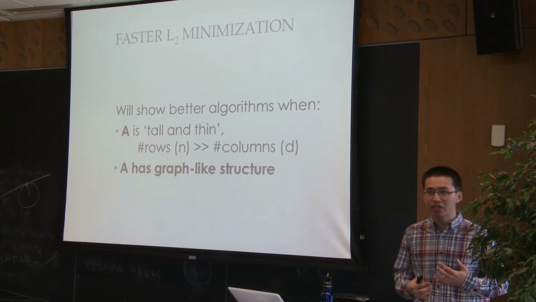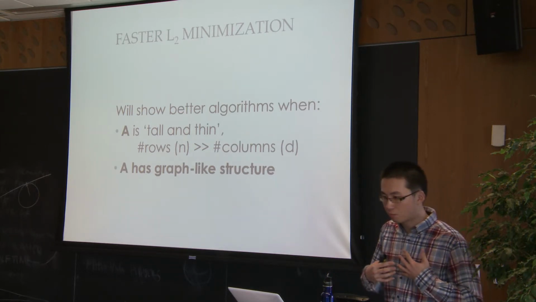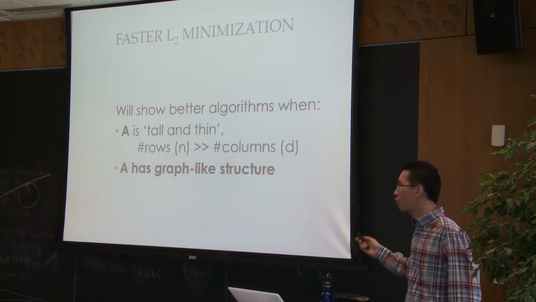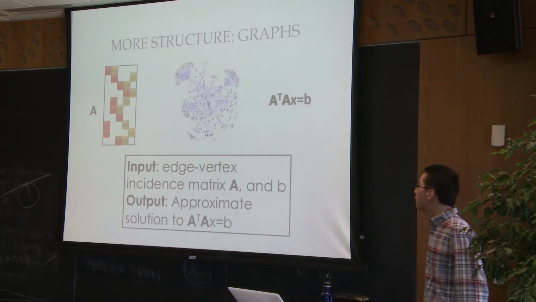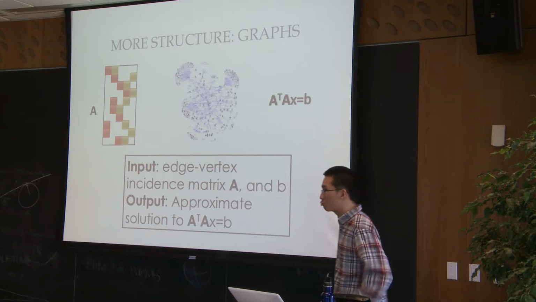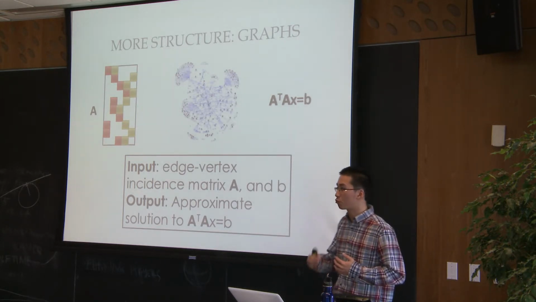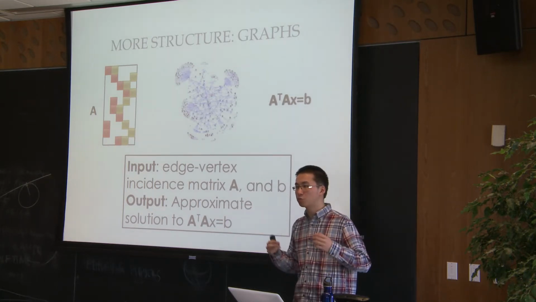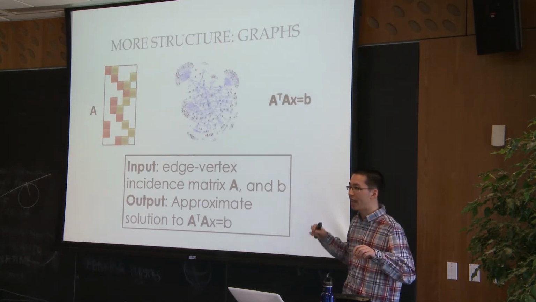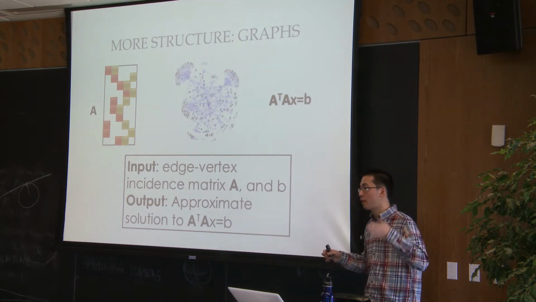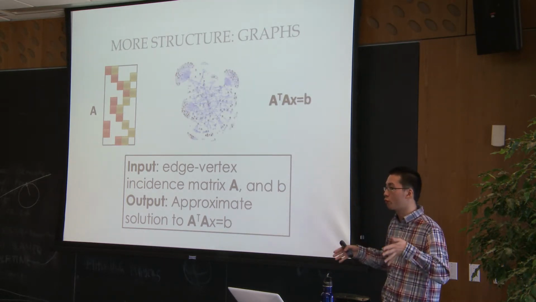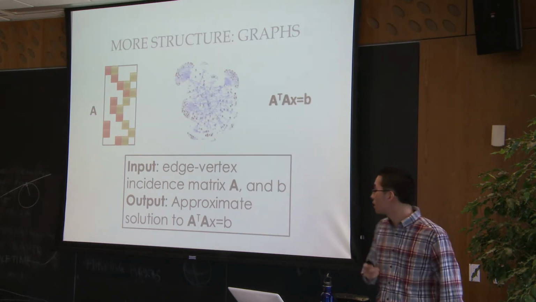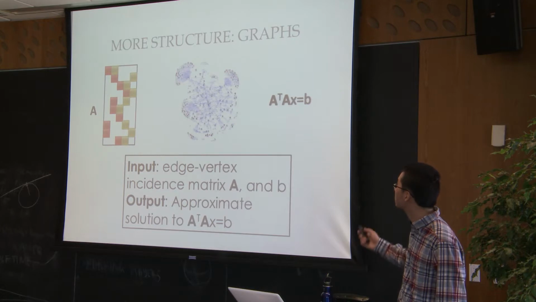And this kind of idea actually has been extended to another setting where there's a lot more structure in the matrix, which is a setting where A has graph-like structure. By graph-like structure, I mean that A is related to the edge-vertex incidence matrix of some graph. So here the idea is that each row of A corresponds to an edge in some graph. So you have a 1 and a -1 in 2 columns, corresponding to an edge between those two vertices indicated by the columns. And the goal here is trying to approximate a solution to A transpose A x equal to b.